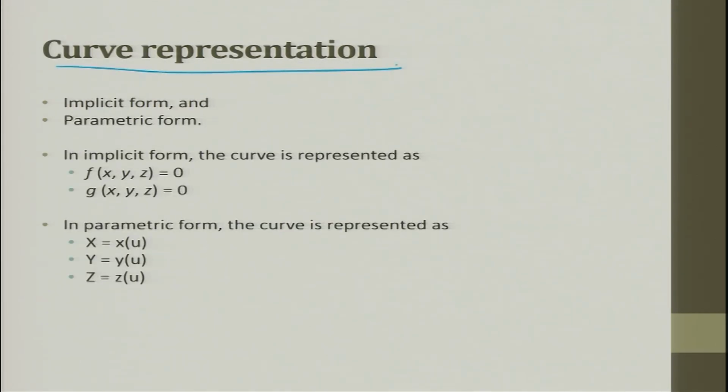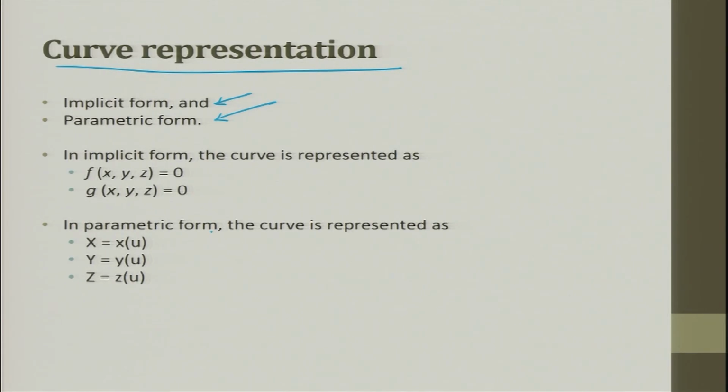When we talk about curves, there are two ways of representing them. One is the implicit form, the other one is the parametric form. In implicit form, the curve is represented as f of x, y, z equal to 0, g of x, y, z equal to 0, but we do not have a linking thing between these two. We felt that if we can define f and g with a minimum number of points, and also interconnect them through a variable, then it is much easier to operate. So, I do not have to define so many points. In that case, the parametric form gave me an advantage.